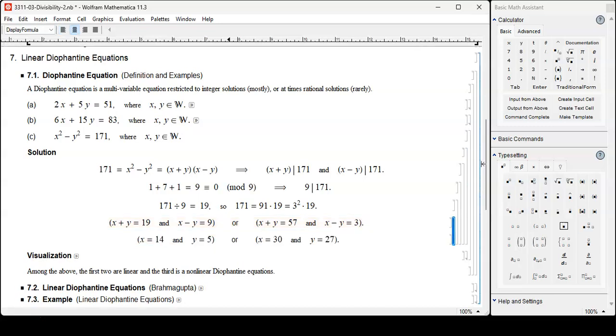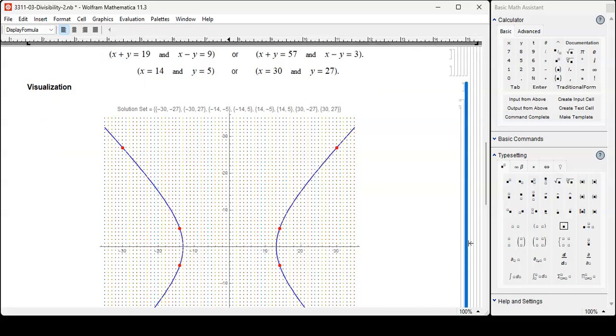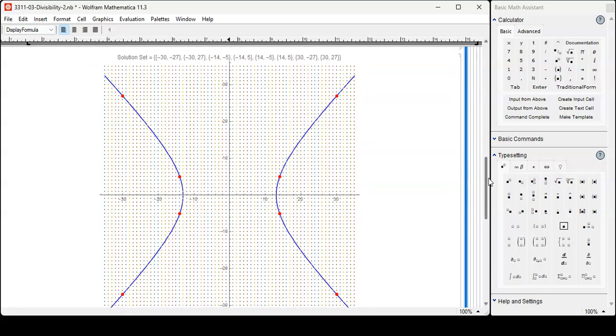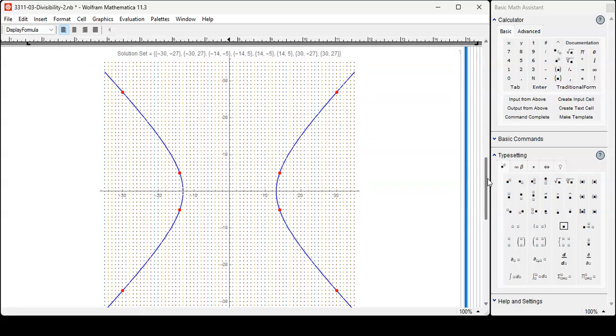Graphically, here's a solution, by the way. Solving that, x is 14, y is 5, that's one solution. x is 30, y is 27, that's another solution. And here's a visualization. x squared minus y squared is 171. It's a hyperbola. And then we have all these solutions in positive, negative integers.